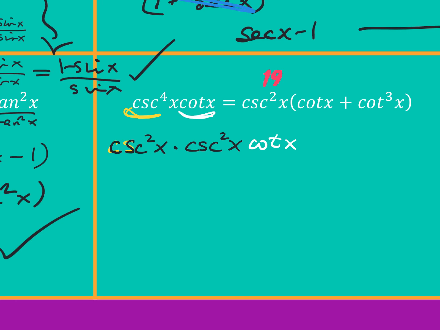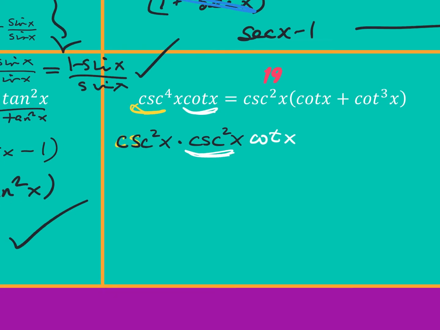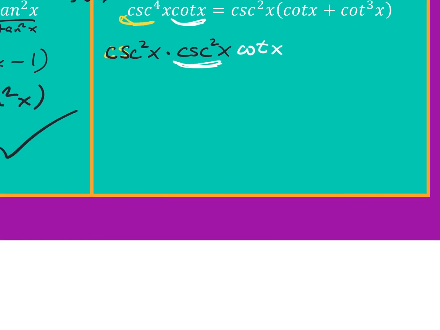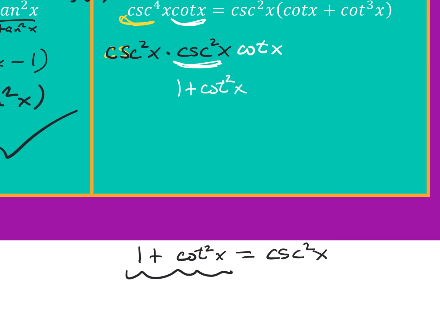Now, what I'm going to do is a substitution. I'm going to use the Pythagorean identity. I'm going to take out this cosecant and replace it with its Pythagorean identity. So let me go down here and I'll show you which one that is. The one I'm going to replace it with is 1 plus cotangent squared x is equal to cosecant squared x. So this is what I'm going to substitute in here for this cosecant. So I'm going to take out the cosecant and put 1 plus cotangent squared x. Now I still have this one, and I still have this one.